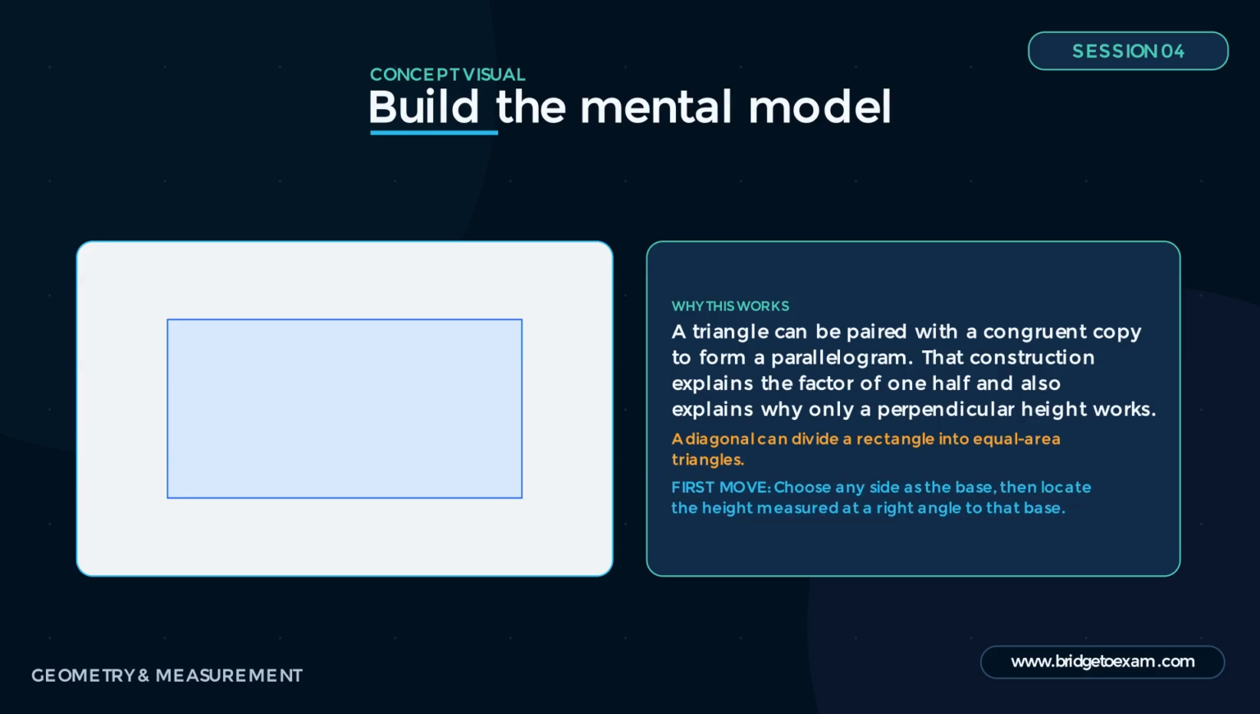Use this repeatable method. First, choose any side as the base, then locate the height measured at a right angle to that base. Second, compute b times h, divide by 2, and label the answer with square units. Third, for an obtuse triangle, extend the base if needed. The perpendicular height may land outside the triangle. Finally, if area is known, use h equals 2a divided by b or b equals 2a divided by h. Do not skip the final check simply because the calculator produced a number.